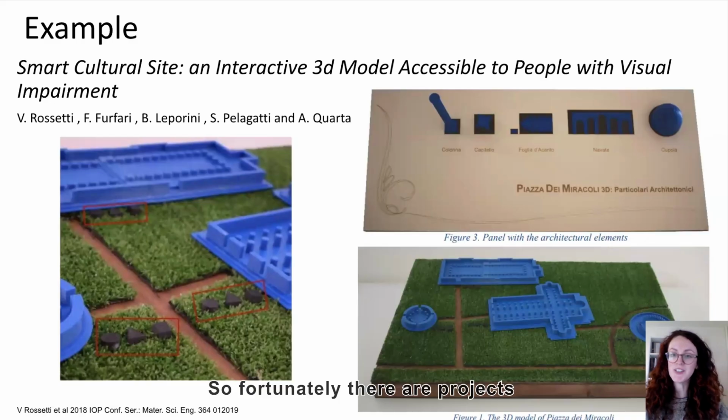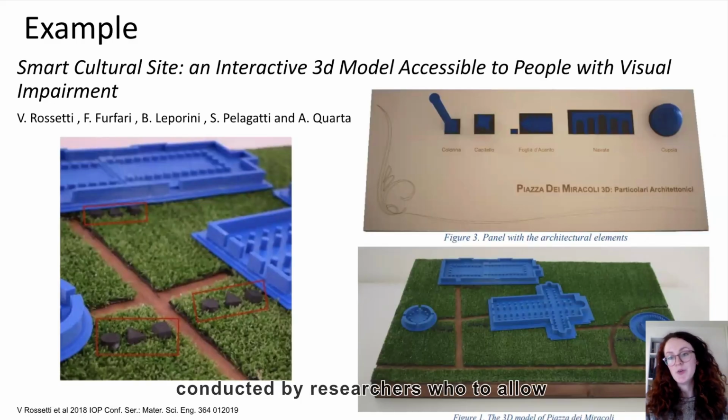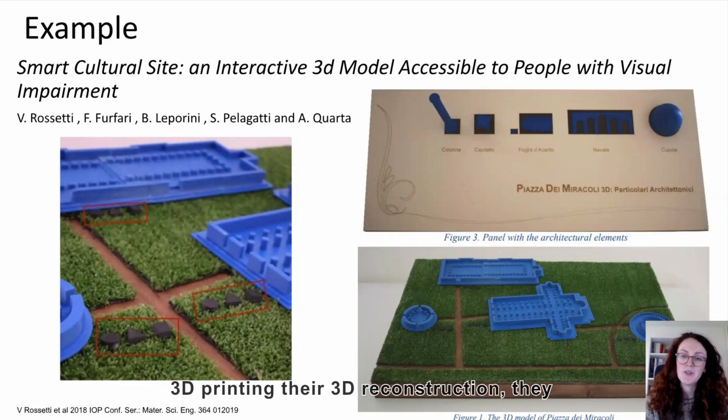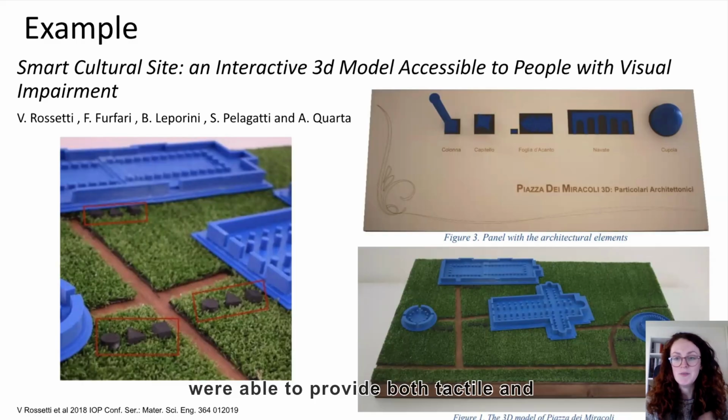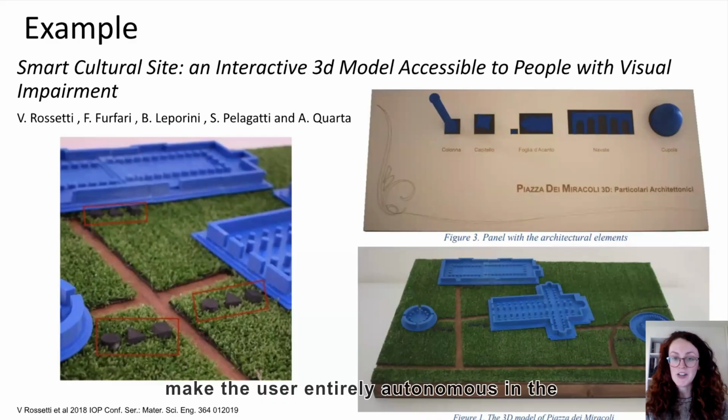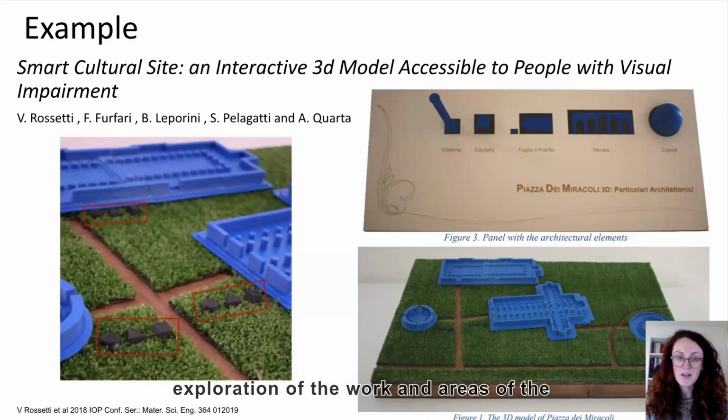So fortunately, there are projects conducted by researchers who aim to allow greater access to digital heritage. One such project is by Rossetti et al., working with a prototype of a square in which the Leaning Tower of Pisa is located. By 3D printing their 3D reconstruction, they were able to provide both tactile and audio to any piece of information so that a user with visual impairment can explore the 3D model. So the aim was to make the user entirely autonomous in the exploration of the work.